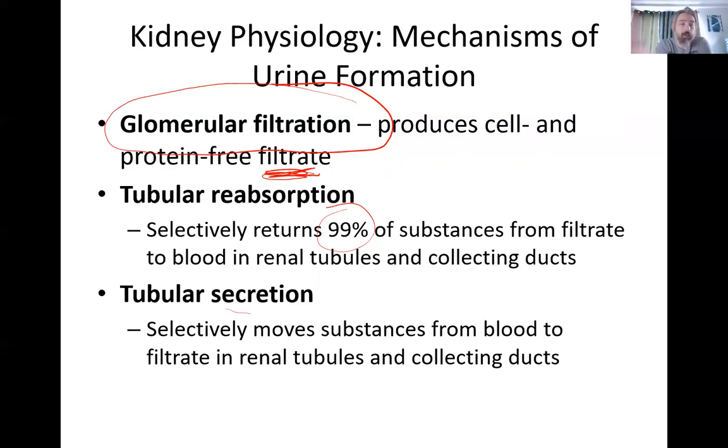Tubular secretion, on the other hand, again, remember, this is from the blood's point of view. So secretion here is getting stuff out of the blood and back into the filtrate. So reabsorption is into the blood, secretion is putting it back into the filtrate.